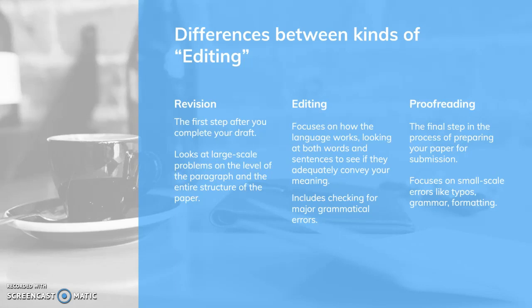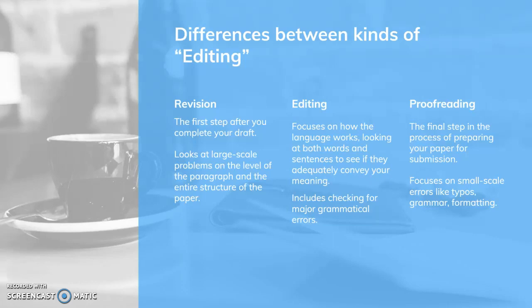So editing is the preliminary step before you proofread. Editing focuses on how the language works. You look at both words and sentences to see if they adequately convey your meaning. You can also check for grammatical errors here. Revision is the first step. That's after you complete your draft. Revision looks at large-scale problems on the level of the paragraph and the entire structure of the paper.